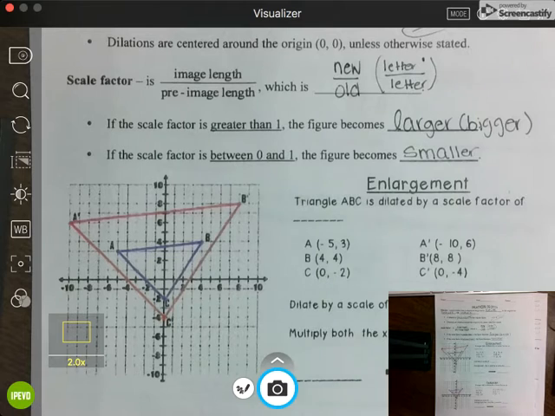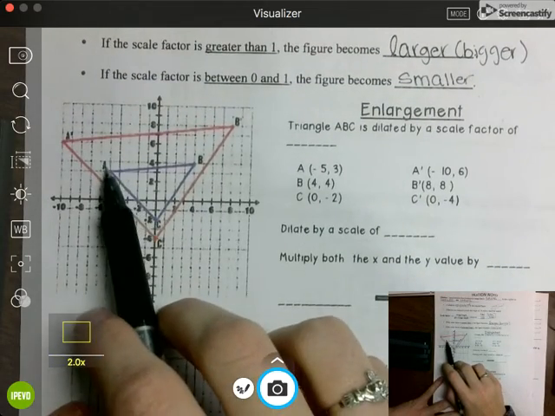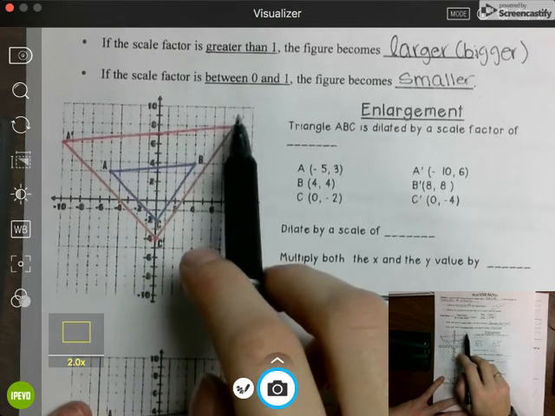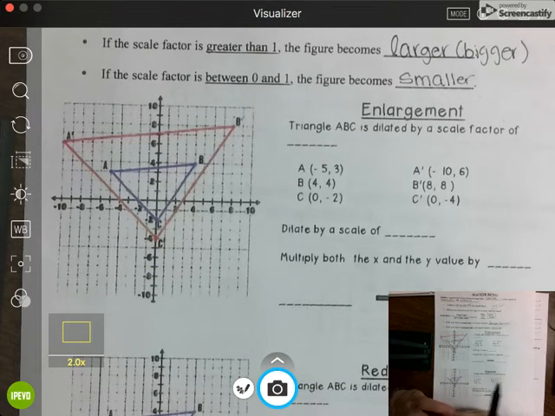Okay? So it says triangle ABC is dilated by a scale factor of, we don't know. That's what we have to figure out. So when you look at this, this is A, B, C. This is A prime, B prime, C prime. See how it has that little apostrophe? So did the triangle get bigger or did the triangle get smaller? It got bigger. So that means it's going to be a number greater than 1.